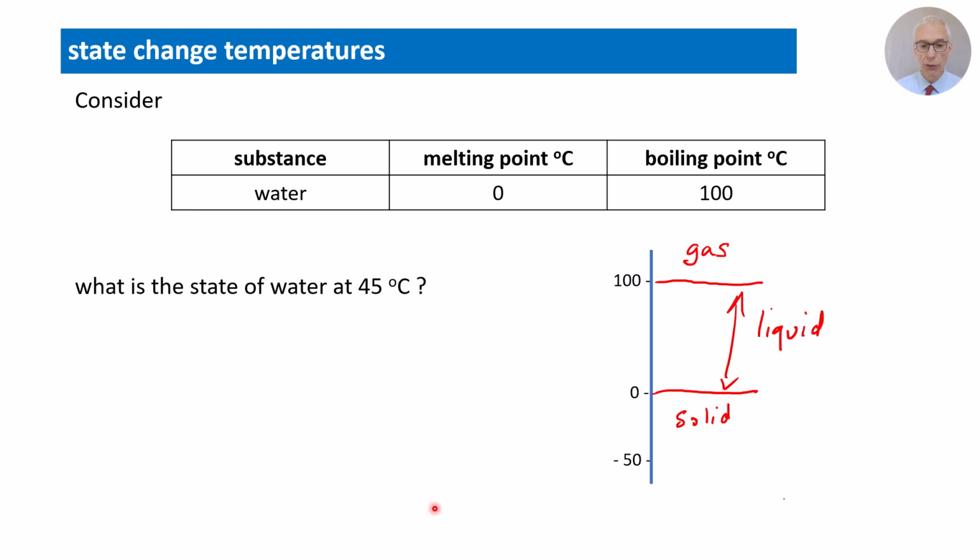So at 45, we simply say, where is 45 on this number line? So if this is 45, then water would be in the section of liquid. And if we had, for instance, another example, -5, we just position -5 on the number line, and our water would be a solid.